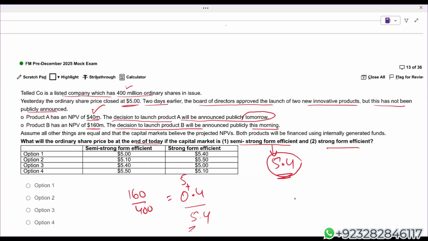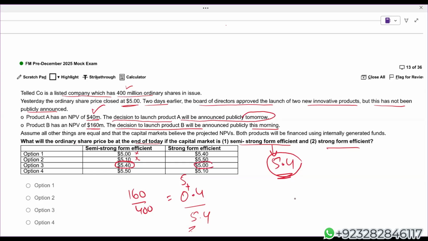So it means, assuming all other things are equal, and that the capital market believes the project NPVs, both products will be financed using internally generated funds. Now look at option one, semi-strong. That's wrong. Obviously, if 5 is wrong, then the other one is also wrong. 5.1 is not possible. The only possibility is 5.4.